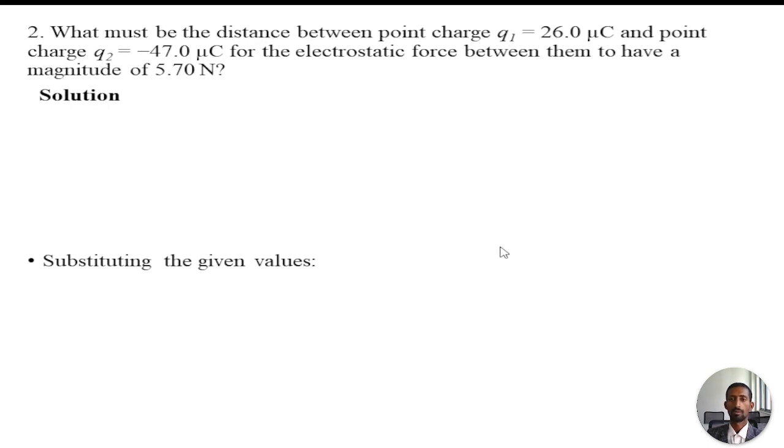The other one is, what must be the distance between point charges Q1, 26 microcoulomb, and point charge Q2, minus 47 microcoulomb, for the electrostatic force between them to have a magnitude of 5.70 Newton? We have given charge 1 and charge 2: the magnitude of Q1 is 26 microcoulomb and Q2 is minus 47 microcoulomb, for the electrostatic force between them to be 5.7 Newton.